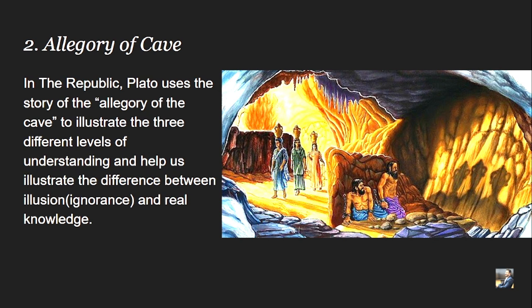In the Republic, Plato uses the story of the allegory of the cave, okay, to illustrate three different levels of understanding and help us illustrate the difference between illusion, that is ignorance, and real knowledge. So basically through this allegory of the cave, Plato wants to make explicit the real difference between illusion, that is ignorance, and real knowledge.